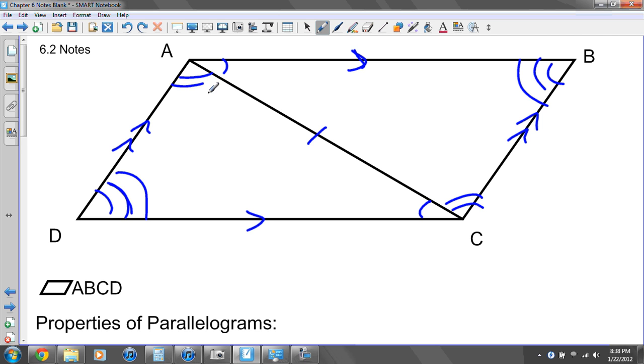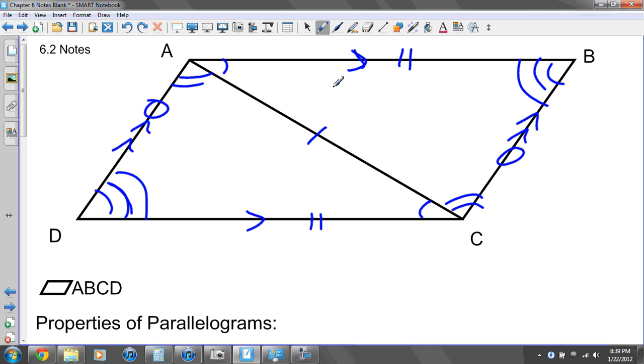Okay? These would be congruent too because I'm adding two congruent angles up. So what I can say from that is that opposite angles in a parallelogram are always going to be congruent. This side over here is going to be congruent to this side over here. Okay? I could say the same with this. Okay, these sides. So opposite sides of a parallelogram are congruent.